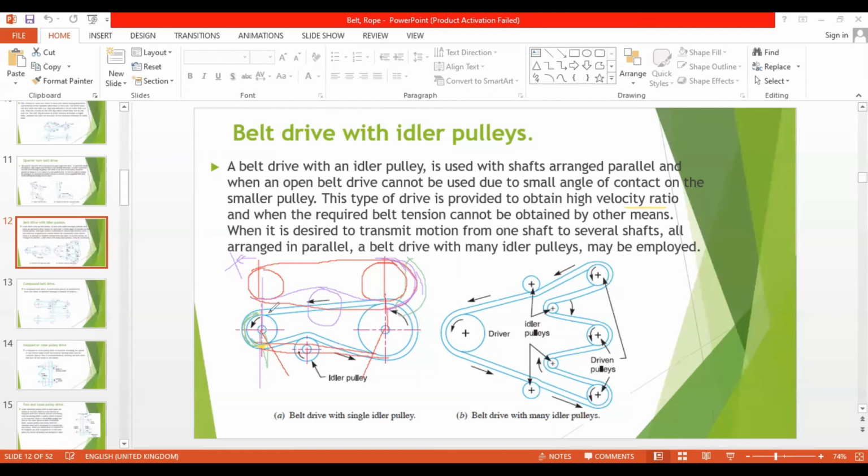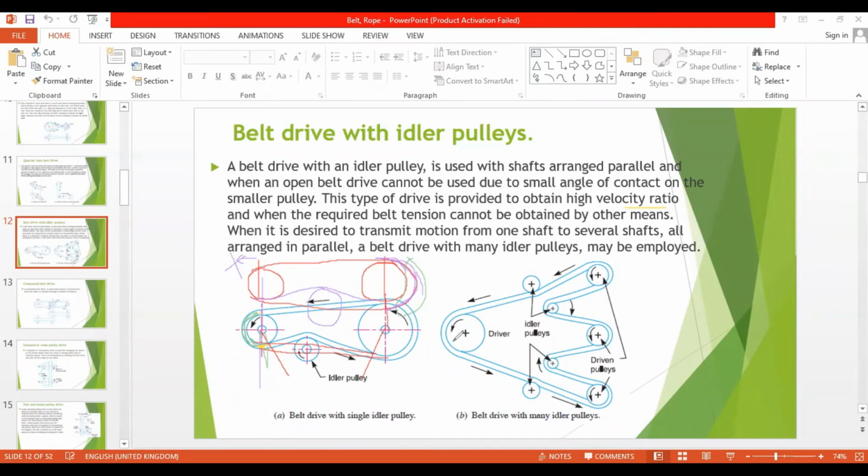We can't cut the belt somewhere here and tie it again. That's not good, right? That may make loose points. So here we will tie it by applying an idler pulley, right? So these are the two reasons why we go for idler pulleys. When it is desired to transmit motion from one shaft to several shafts.